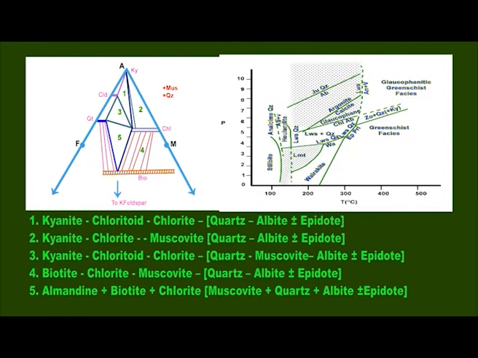On the basis of AFM diagram, we can recognize the following assemblages. Pelitic rocks. Number 1, kyanite, chloritoid, chlorite along with quartz, albite plus or minus epidote. Number 2, kyanite, chlorite, muscovite with quartz, albite plus or minus epidote. Number 3, kyanite, chloritoid, chlorite with quartz, muscovite, albite plus or minus epidote. Number 4, biotite, chlorite, muscovite with quartz, albite plus or minus epidote. Number 5, almandine, biotite, chlorite with muscovite, quartz, albite plus or minus epidote.